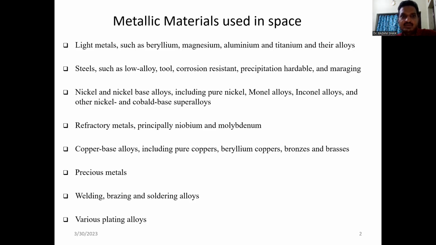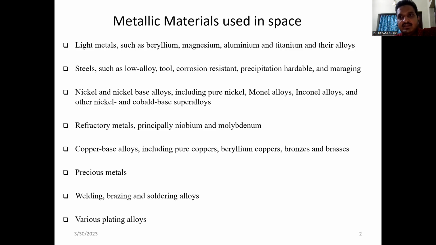And coming to nickel and nickel-based alloys, including pure nickel, Monel alloys, and other nickel and cobalt based alloys. And coming to refractory metals, especially niobium and molybdenum. And copper-based alloys, including pure coppers, beryllium coppers, bronzes, and brasses. And also precious metals, and natural base metals, are also metallic materials.